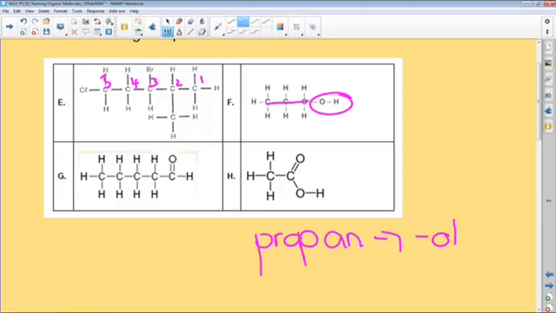Oh, that's not a 1. I don't know what that is. That's just a little squiggle. So it must go on number 1.